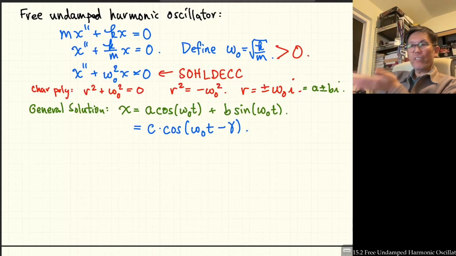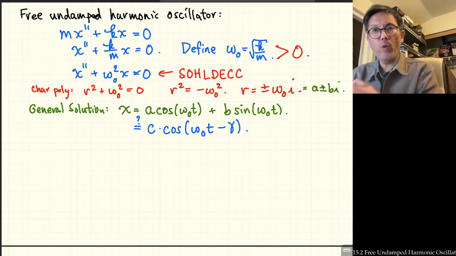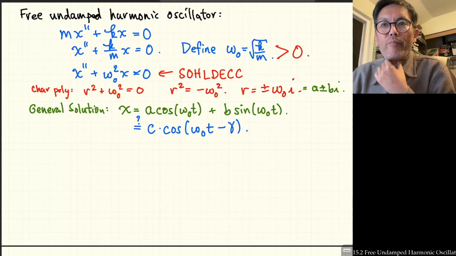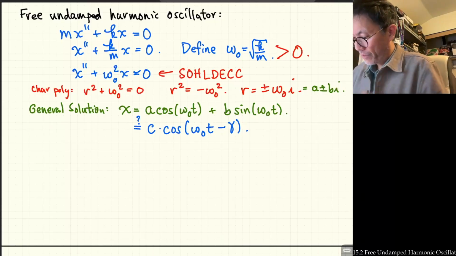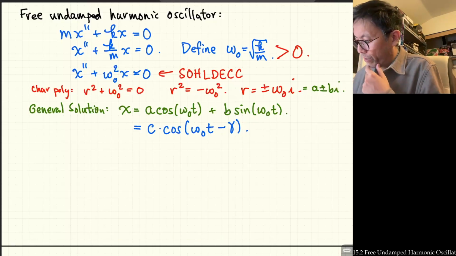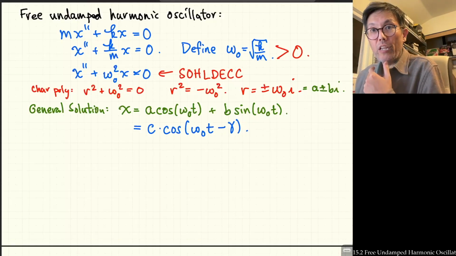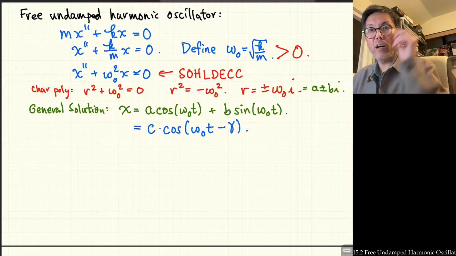The question is, is this true? Because we're just kind of postulating that this is true right now. And if it is true, what is gamma and what is C? Well, it turns out we can prove this. So it turns out that yes, indeed, this is true, and I'm going to prove it to you right now. And along the way I'll let you know what C and gamma are.